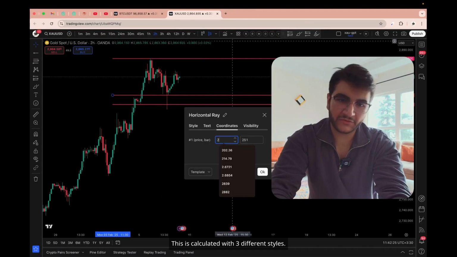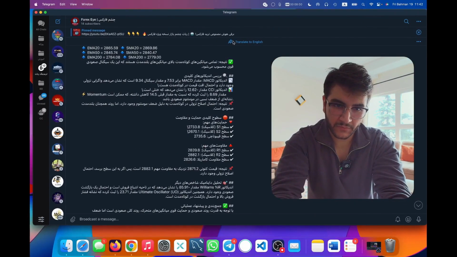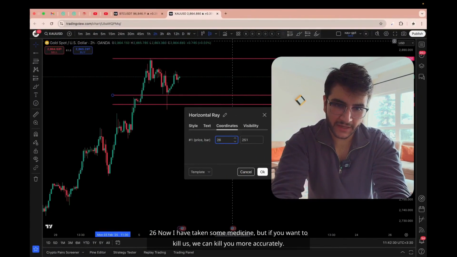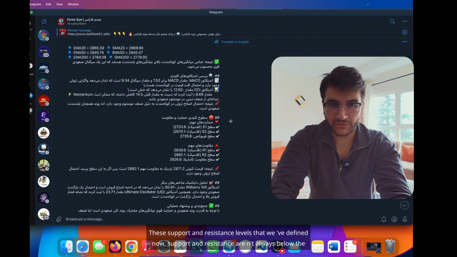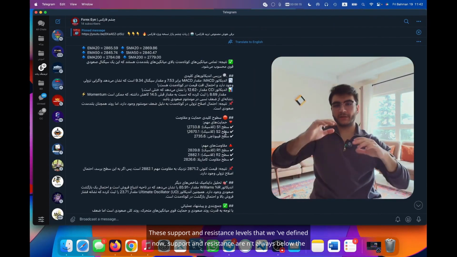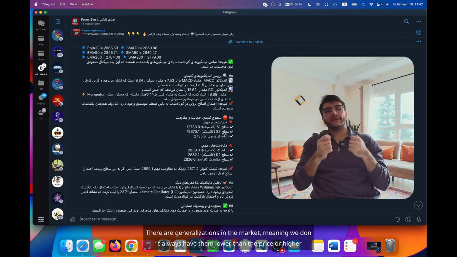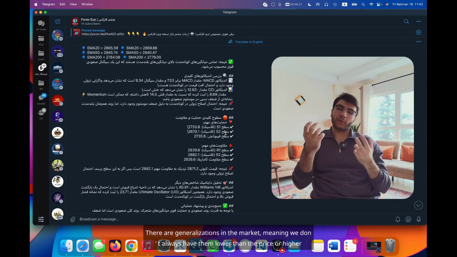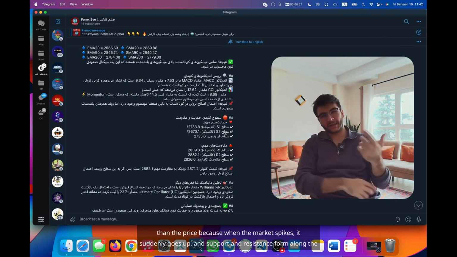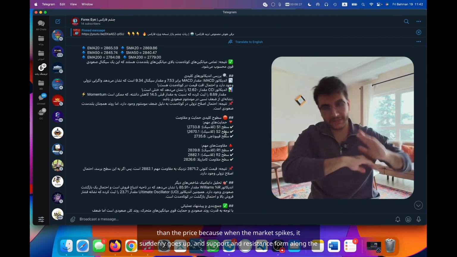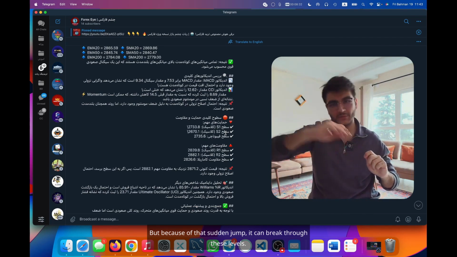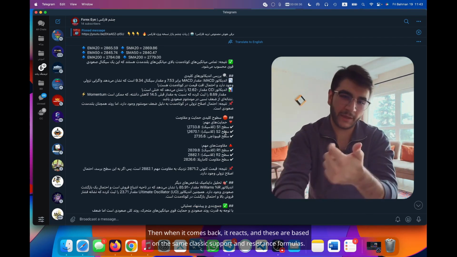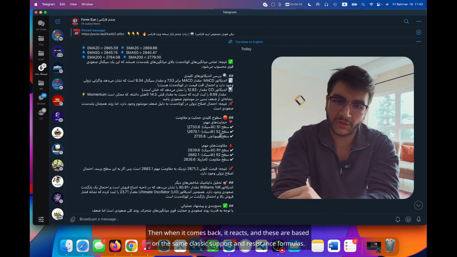This is calculated with three different styles. 28.26. These support and resistance levels that we've defined. Support and resistance aren't always below the price or above the price. There are exceptions in the market, because when the market spikes, it suddenly goes up and support and resistance form along the way. But because of that sudden jump, it can break through these levels. Then when it comes back, it reacts, and these are based on the same classic support and resistance formulas.